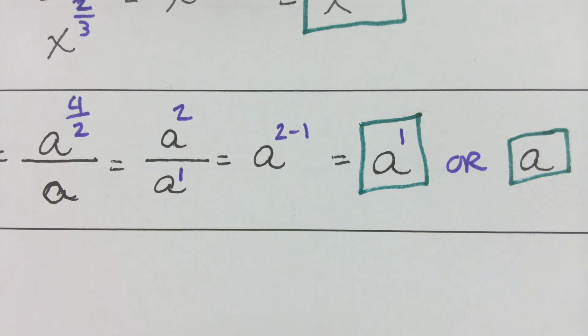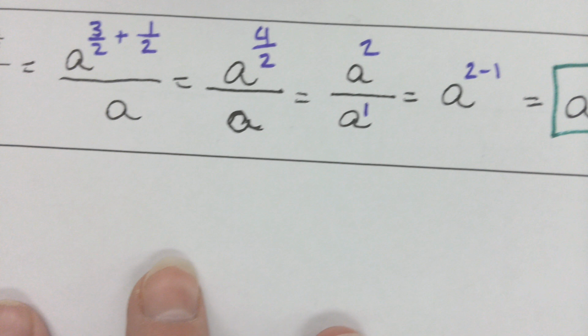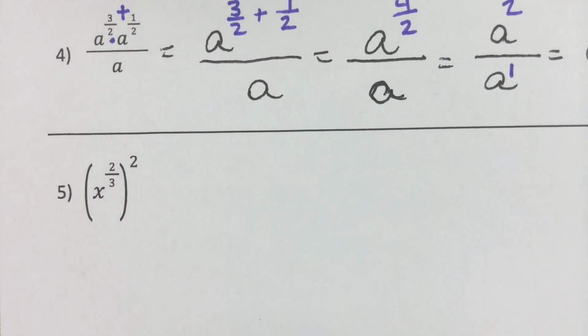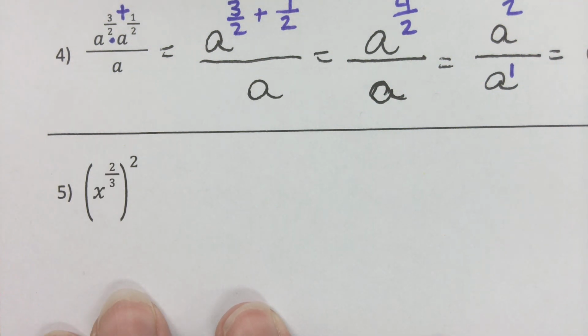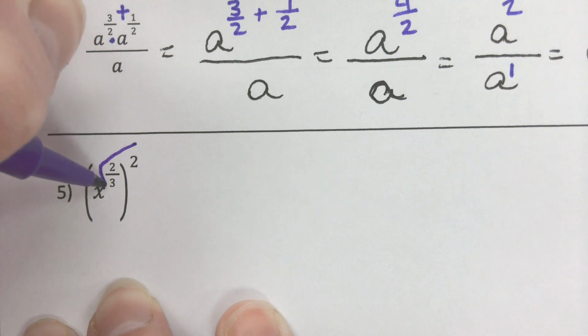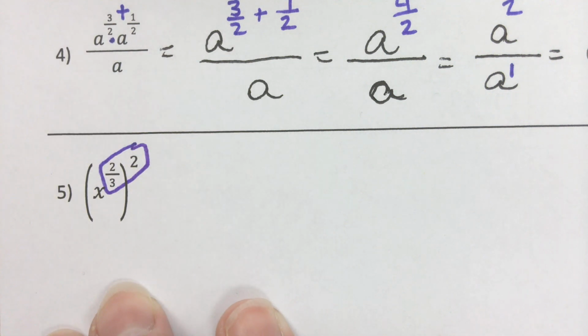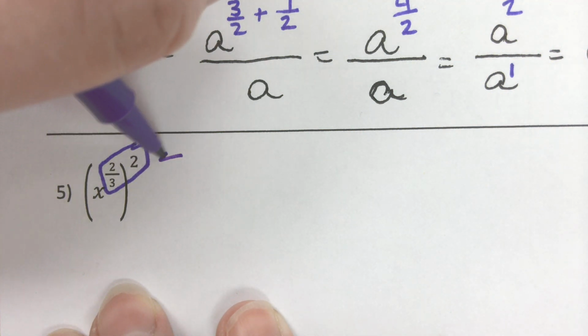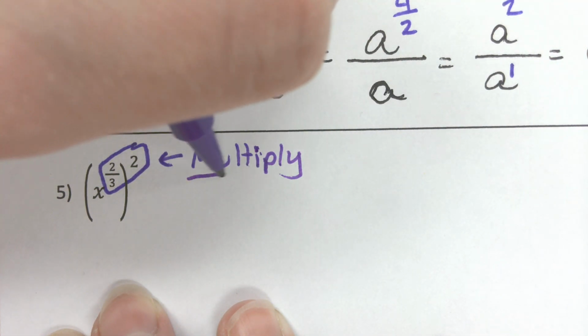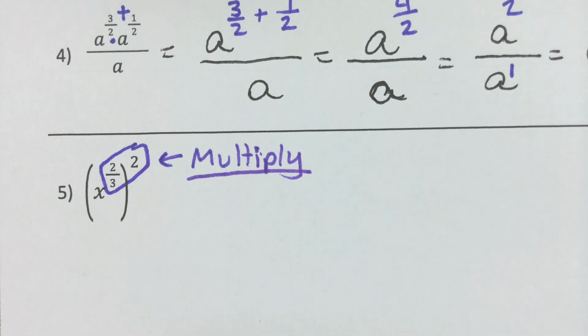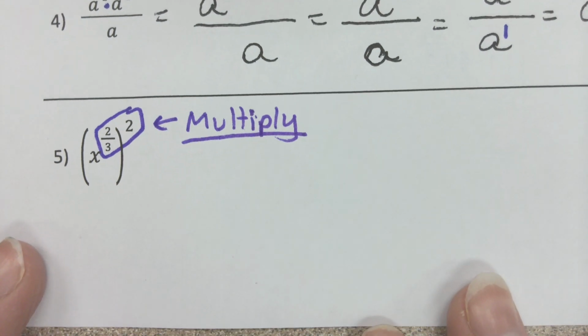Questions on number 4. Number 5, this is our next rule. X to the 2/3 squared. This is called a power to a power, where you have exponents together. This is when you are finally allowed to multiply. So let's do that.